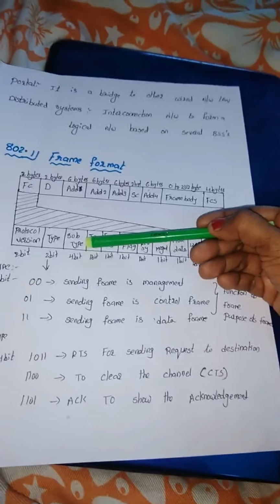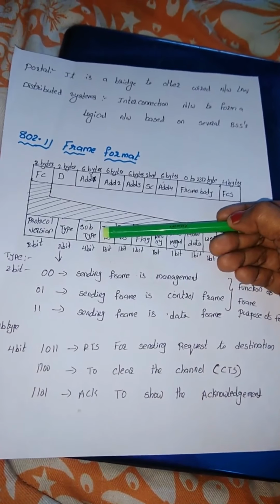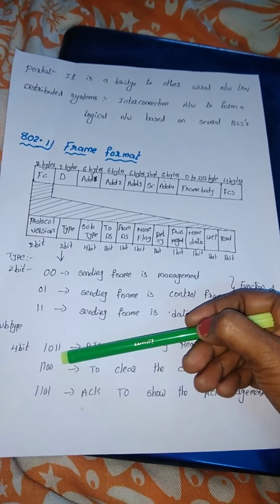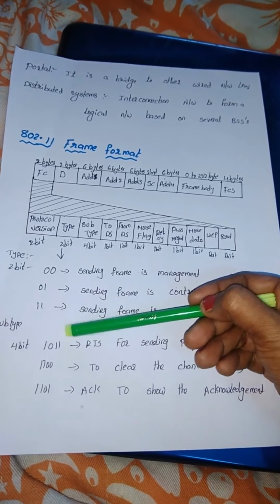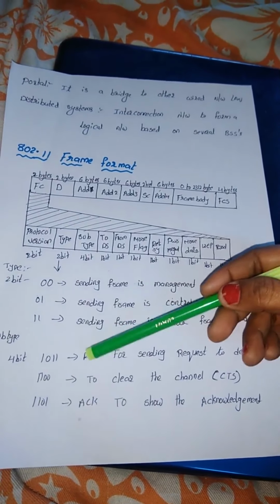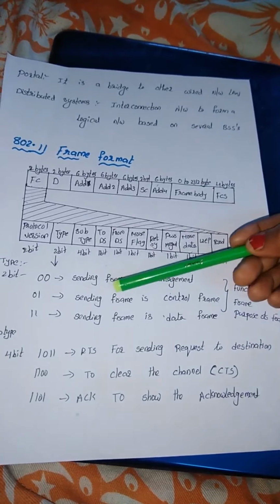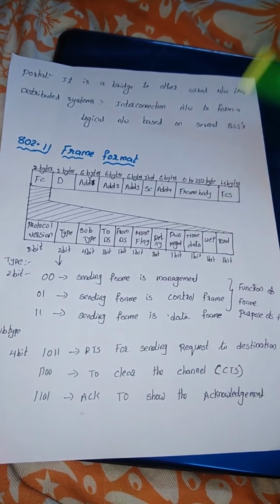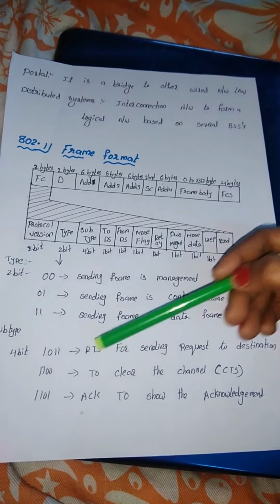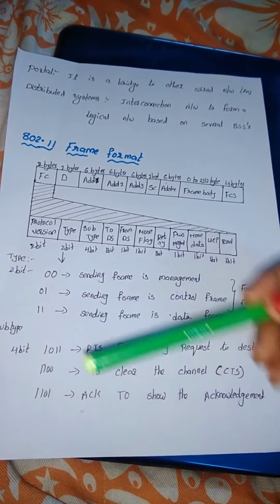The subtype is a 4-bit field, and it defines different functionalities. The first functionality is 1011. It stands for request to send. That means if the station wants to transmit data, it first sends a request to check whether the destination will be free or not. That is done by using the 4-bit subtype, 1011.